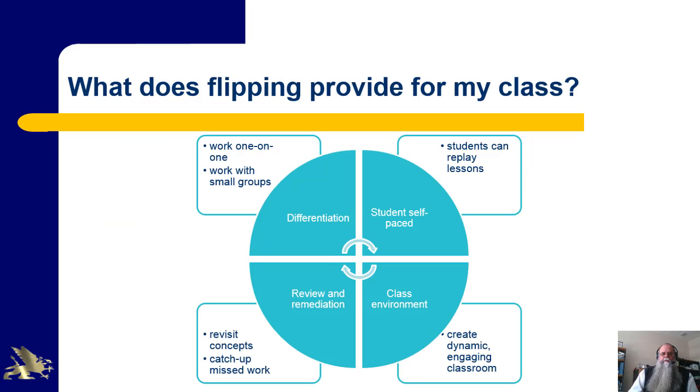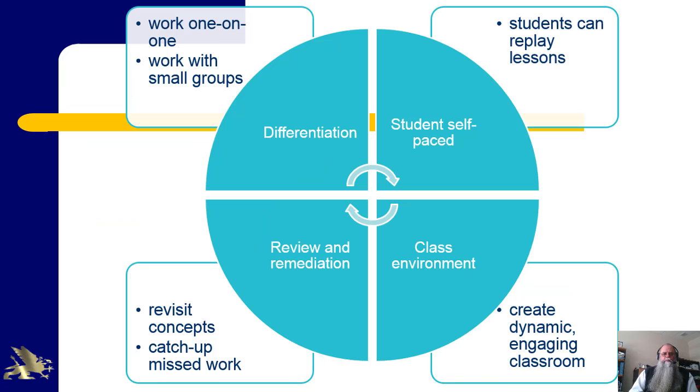So what does flipping provide for my class? Well, for a start, it allows me to provide differentiation, a strategy that we all find, I think, very, very difficult. It allows me to work one-on-one with students because I now have far more time in class to be wandering around and working with students, either on their own, individually, or in small groups.